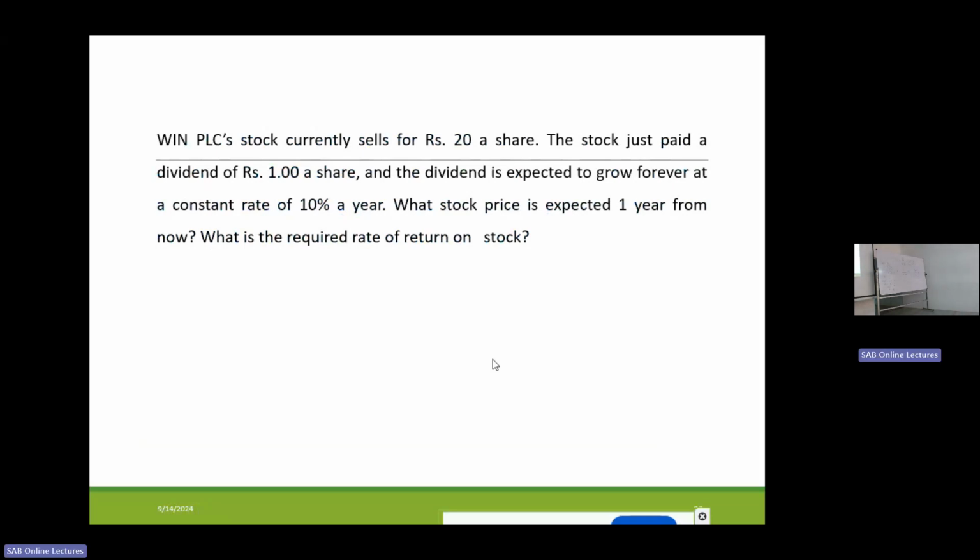Value in 1 year. What is the answer? Twenty-two. Right.